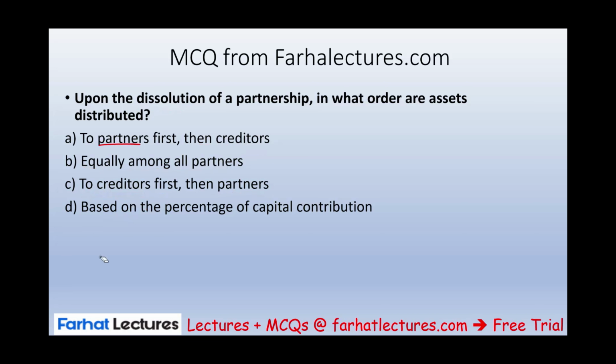What do you think? Well, guess what? First, we have to pay the creditors. Why? Because the creditors are outsiders. They lent us money. They have a legal claim against us. As owners, we're going to be paid last. So first, we pay the creditors. Anything left goes to the partners. Therefore, the answer is C as in Charlie.